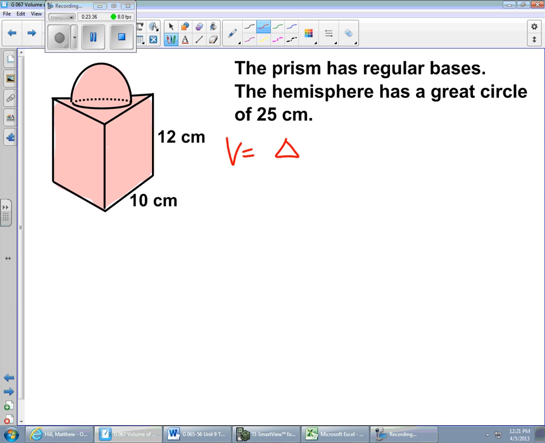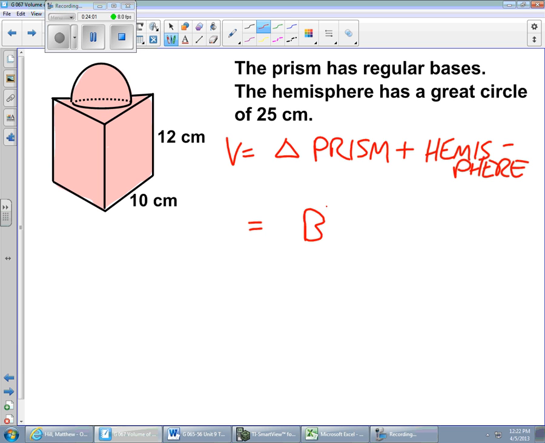Okay, volume equals a triangular prism plus a hemisphere. Okay. Well, let's see if we can figure that thing out. How do you find the volume of a triangular prism? Yeah, still big B little h. Doesn't matter what type of a shape the prism is. It'll change big B and how we find it, depending on what kind of a shape the base is, but it's still big B little h.